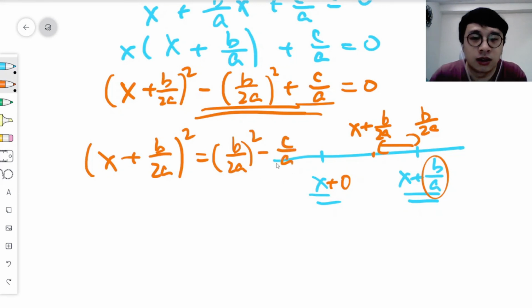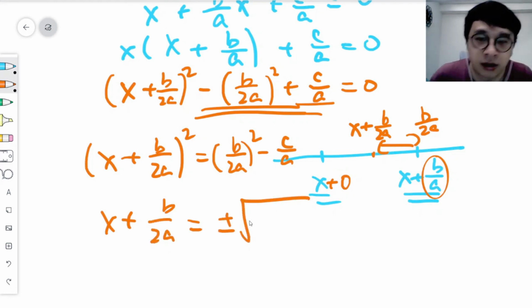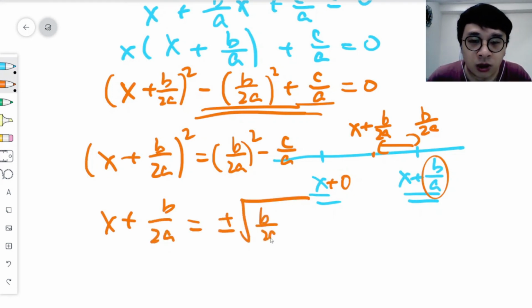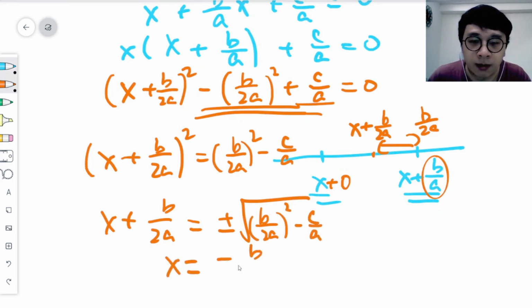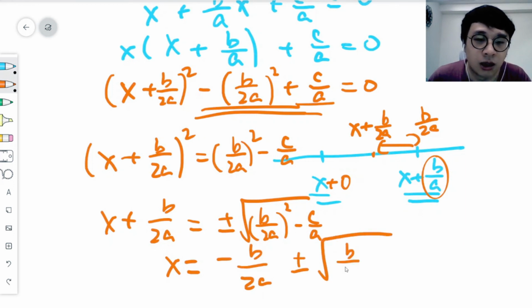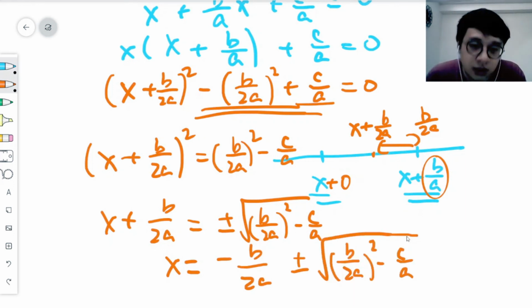We just say this is the term, and then taking the square root, you have to remind yourself to place that plus and minus sign, and then square root of b over 2a squared minus c over a, and then we just minus b over 2a on both sides, and we get this. If you simplify this, or you just take the same denominator, then I guess you can have the general quadratic formula.